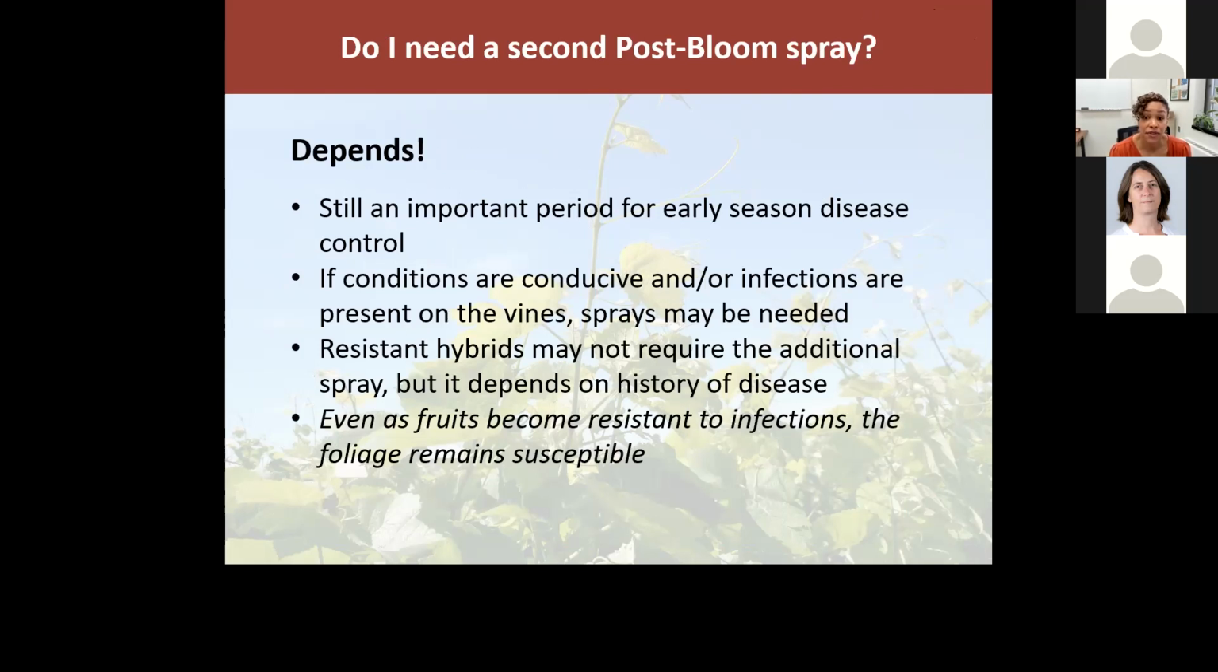And again, some of what can assist with these decisions is using our NEWA prediction risk models to try and determine if we're seeing conducive conditions or high periods of fungal infection. Resistant hybrids actually might not require the additional spray, but again, it's going to depend on the history of disease at your site. You know your site well, and you can make the decision as to whether that second post-bloom spray will be needed. Even as fruits become resistant to infections, the foliage still remains susceptible. And this is something that we'll highlight in the next couple slides.